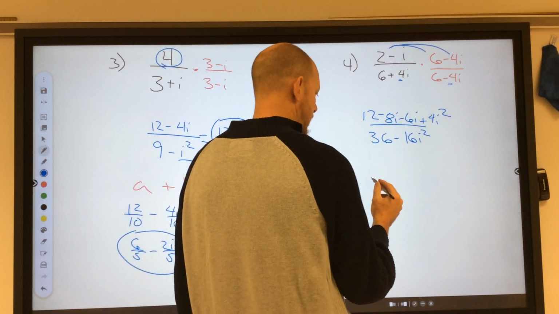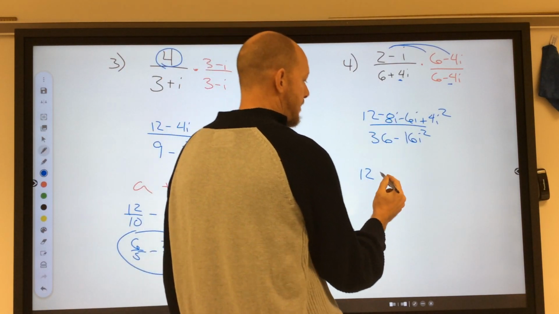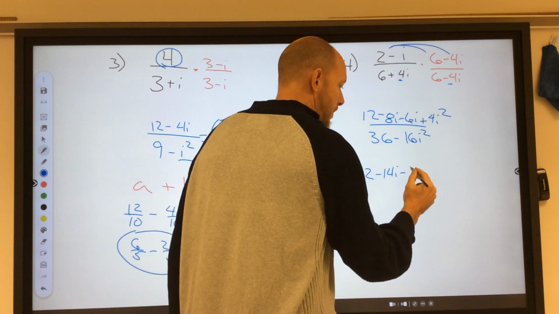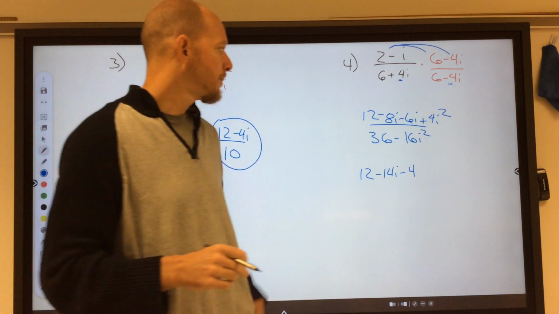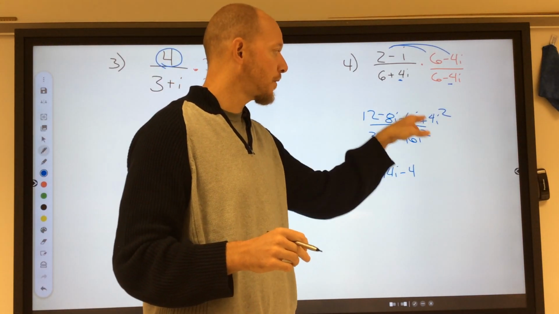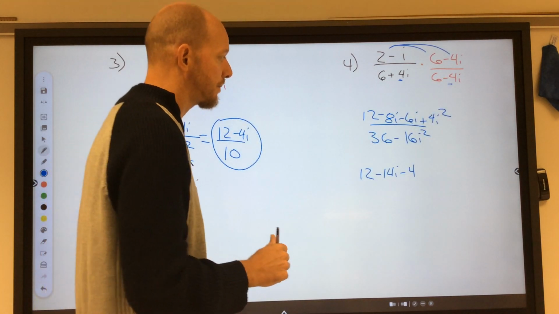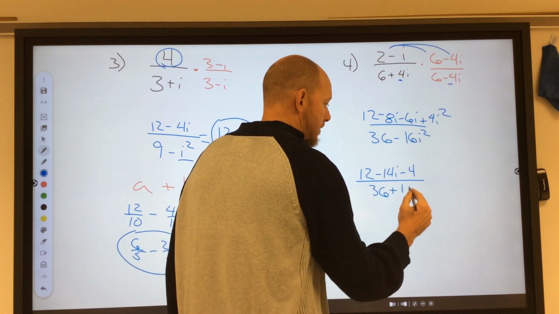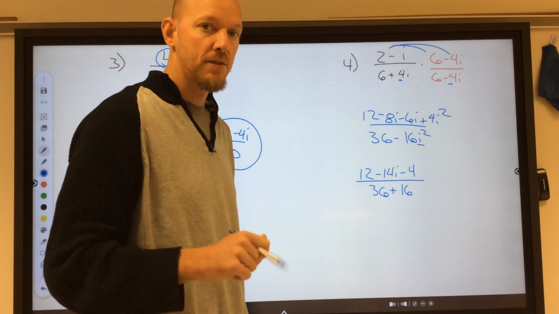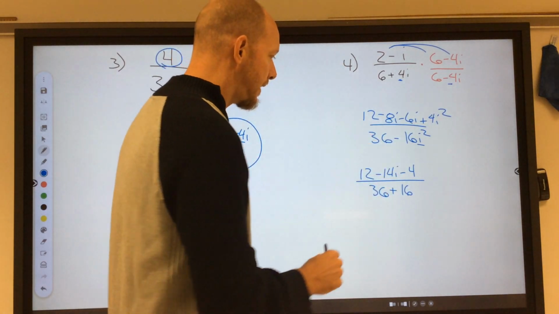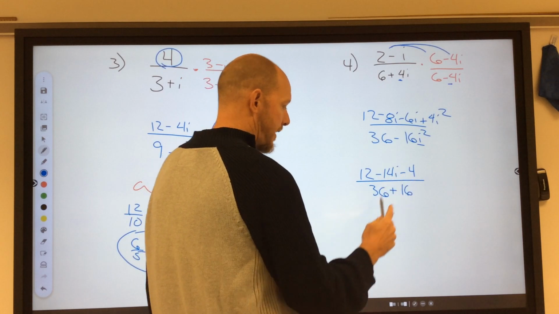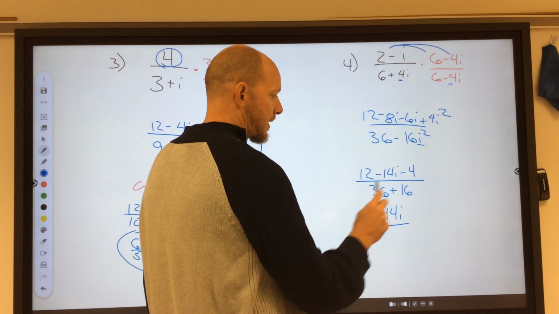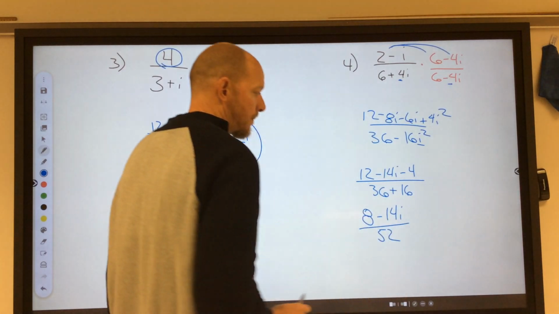In my numerator, I have 12. This would give me minus 14i. And then don't forget the i squared is negative 1, so this is minus 4. All I did there is combine my like terms and then rewrote the final term because i squared is equal to negative 1. In the denominator, this is going to become 36 plus 16, again, because i squared is negative 1. We're close to the end. What I have here is 12 minus 4, which gives me a value of 8 minus 14i. And then 36 and 16 are going to give me a value of 52.